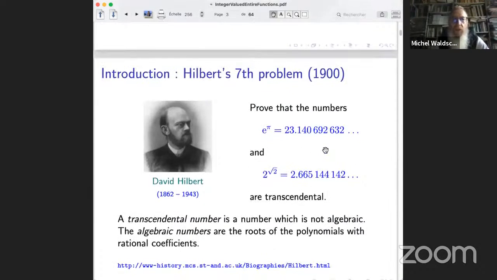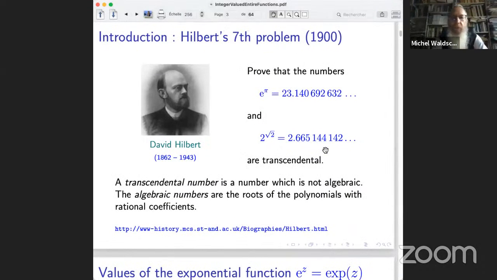So I start with the connection with Hilbert's seventh problem and transcendental number theory. Among the 23 problems of Hilbert in 1900, the 7th was to prove that the numbers exponential of pi and 2 power square root of 2 are transcendental numbers, which means that these numbers are not algebraic, they are not roots of a polynomial with rational coefficients.